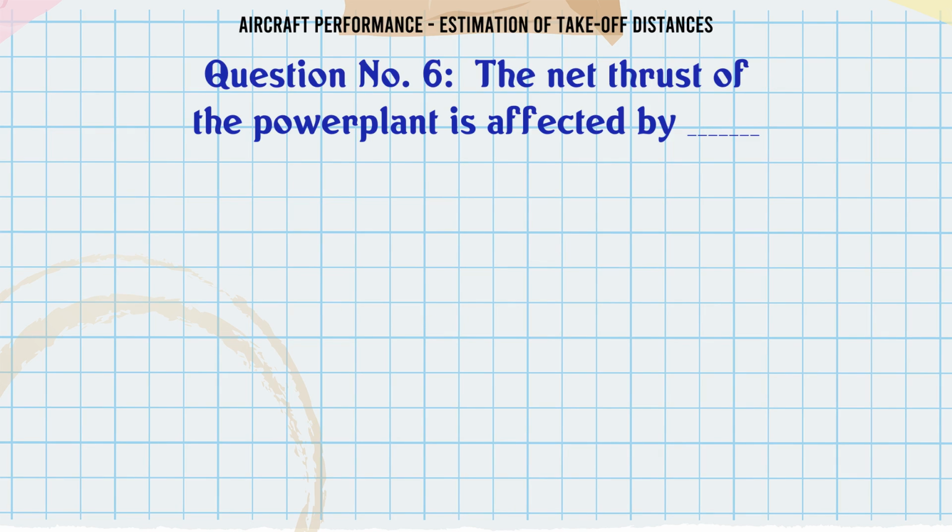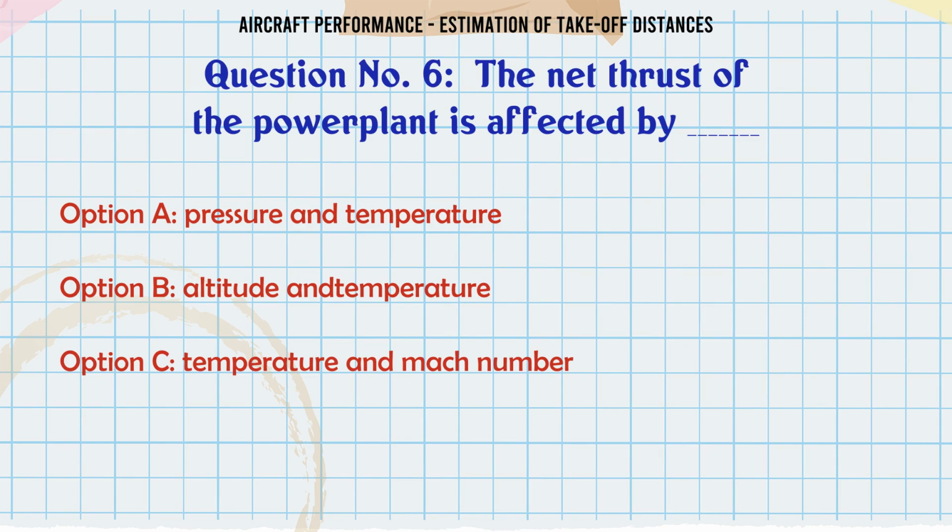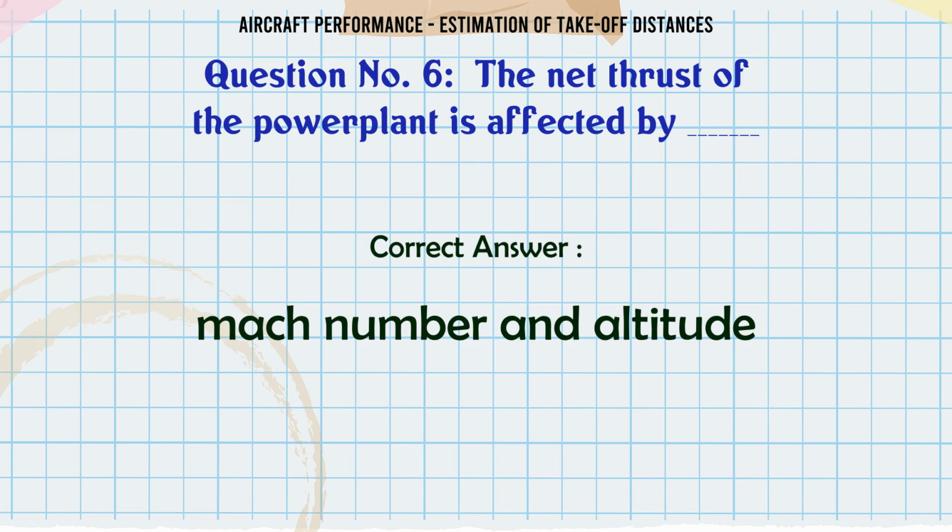The net thrust of the power plant is affected by A. Pressure and temperature. B. Altitude and temperature. C. Temperature and Mach number. D. Mach number and altitude. The correct answer is Mach number and altitude.